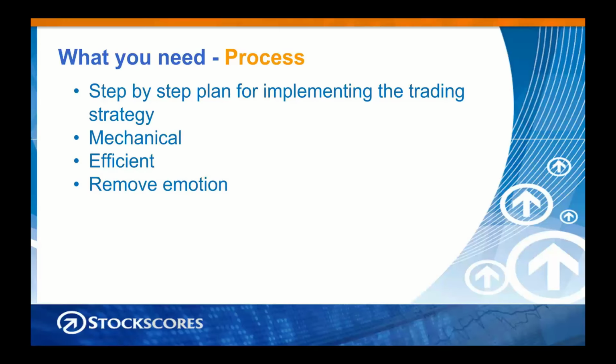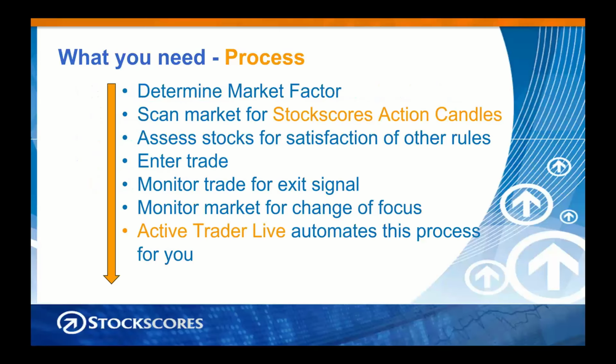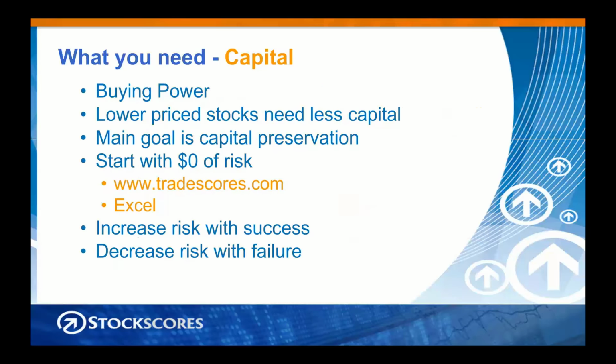We want to remove emotion because, again, our enemy is ourself. So the process when we're trading is we think about market factor. Is the market helping or hindering? We are looking through the market for action candles, stocks that are behaving abnormally. We then assess when we get a signal whether it satisfies our other rules. We enter the trade. We monitor for an exit signal. And then we ultimately exit the trade when we get a sell signal. Now, the active live service automates a lot of this process for you. So you really can just focus on making the trades and assessing the trades. The actual signals, the analysis, that's being done by the computer.